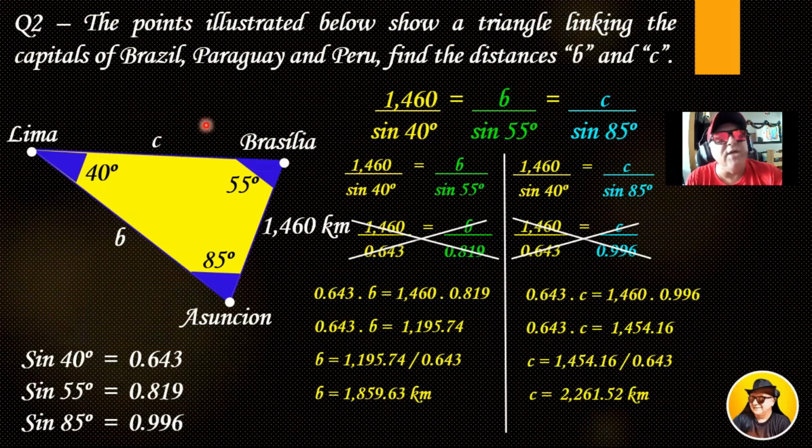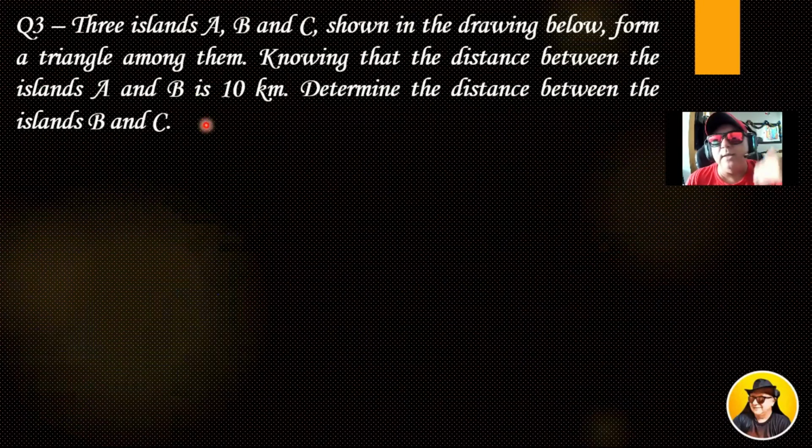Brasilia and Lima. All right, so question number 2 is done. Let's go to question number 3. Okay, it's another word problem. 3 islands, A, B, and C, shown in the drawing below, form a triangle among them. Knowing that the distance between the islands A and B is 10 kilometers, determine the distance between islands B and C. So point A is one island, point B is another island, and point C is another island.